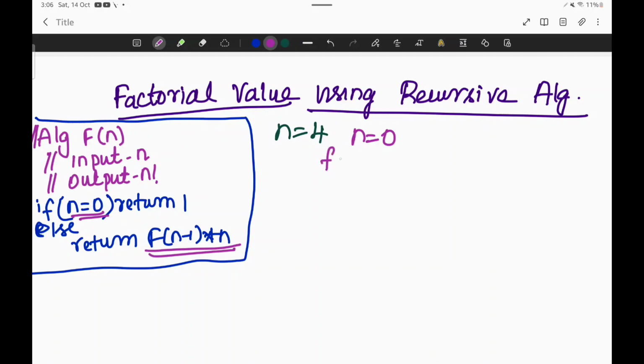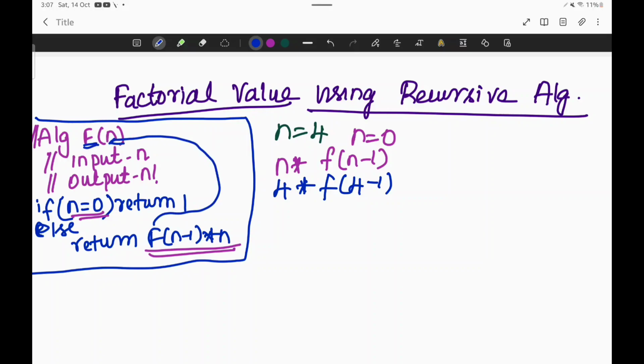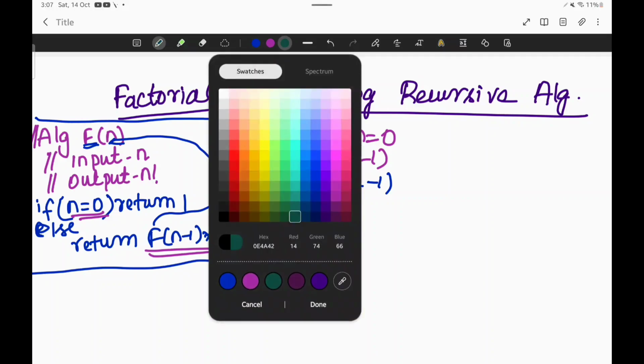If not, f of n into n minus 1 into n, or n into f of n minus 1. Both are equal; both can be done in the same manner. N into f of n minus 1, both are correct. So either you can follow f of n minus 1 into n or n into f of n minus 1. What is the value of n? 4. 4 into f of 4 minus 1, that is f of 3. So again the function calls itself with the value n is equal to 3, because 4 minus 1 is 3.